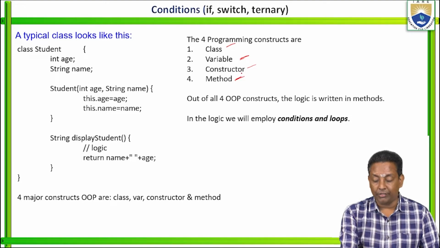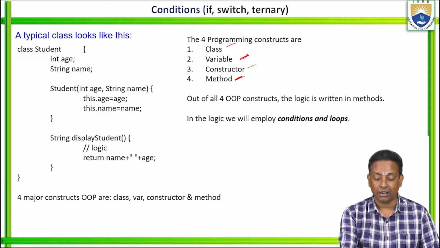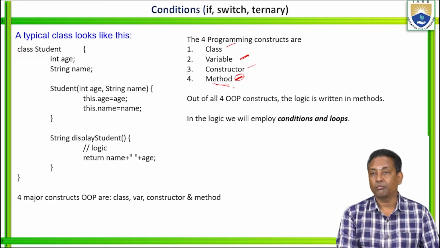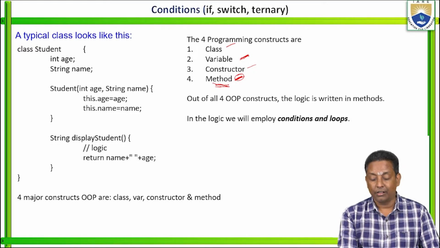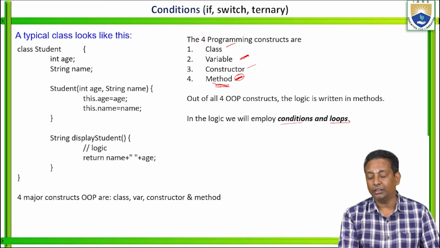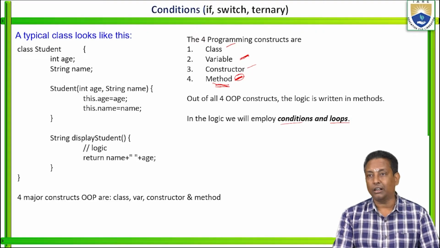In the methods, we'll write logic. While writing the logic, we'll use the variables declared in the class. The class variables we'll use in these methods. Methods also will get some parameters. Those parameters and class variables will be used in combination in methods. And in the methods, we'll write the logic. While writing the logic in the methods, we'll apply conditions and loops. Why do we need conditions and loops while implementing the method? That we'll see in the next slide.